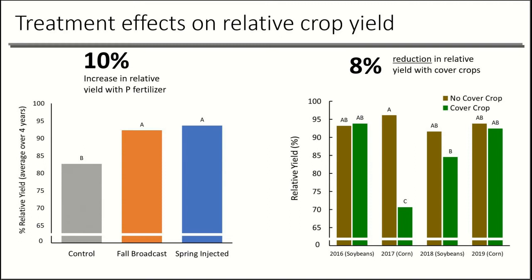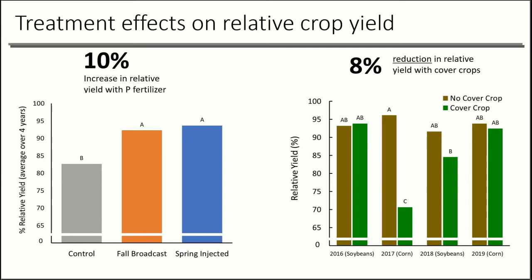The big statistical significance there was in 2017, right? That was the one year where we saw a big yield drop with the cover crop treatment. So just based off of yield, we would say there's a slight yield loss from cover crops over the course of the study, and we see in general an increase in yield with fertilizer application, but we don't see a difference in yield between the two different methods of fertilizer application, fall broadcast or spring injected.